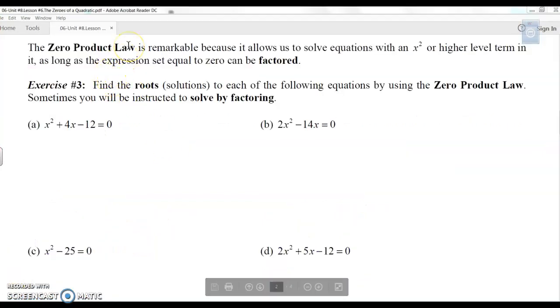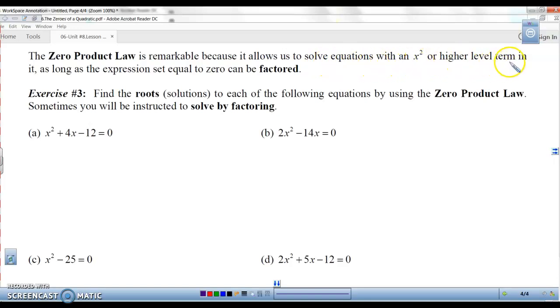Okay, so the zero product law is remarkable because it allows us to solve equations with an x squared or higher level term in it, as long as these expressions set equal to 0 can be factored. So basically, you can factor it and set the factors equal to 0, you can find the zeros. Okay, so find the roots. Roots or solutions is another way of saying zeros. So if it says find the roots, find the zeros, or find the solutions, it basically means do all the same thing. So we're going to solve each of these using the zero product law.